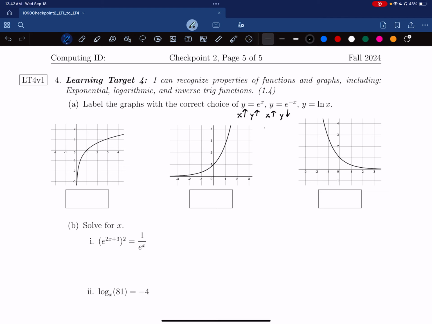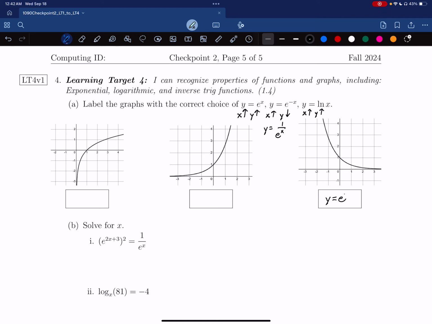This is because we can rewrite the equation as y equals 1 over e to the x. And the way we can think about this is as x gets bigger and our denominator gets bigger, the value for y will get smaller. And then finally, for y equals the natural log of x, as x increases, y will also increase. That's just based on the definition of what the natural logarithm is. So knowing that y equals e to the negative x is our only decreasing function here, we can just fill in this answer right away.